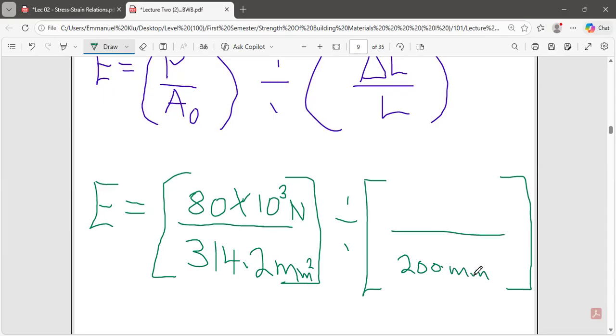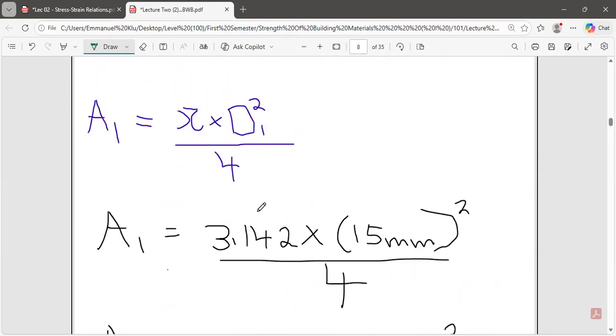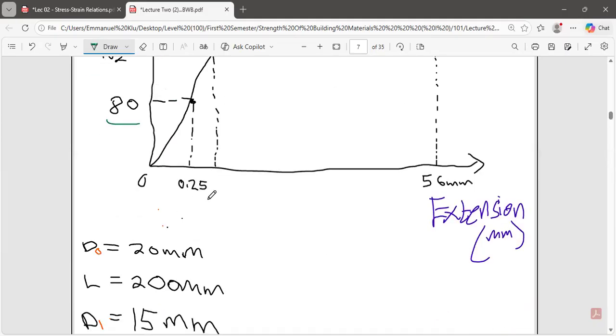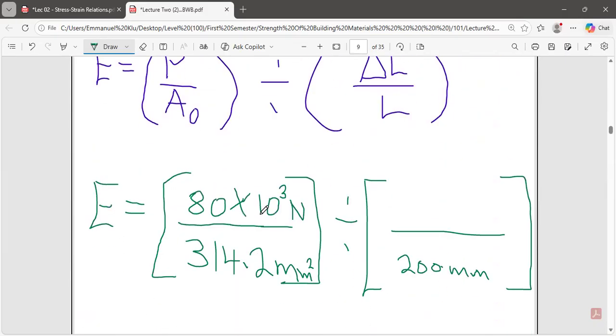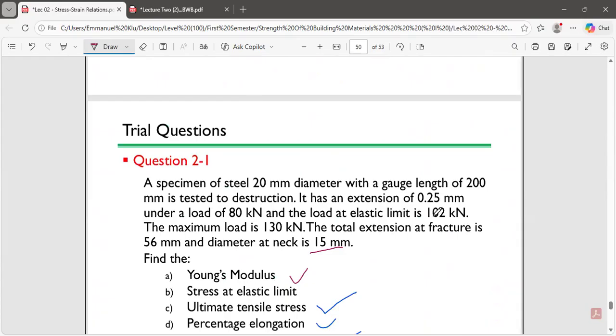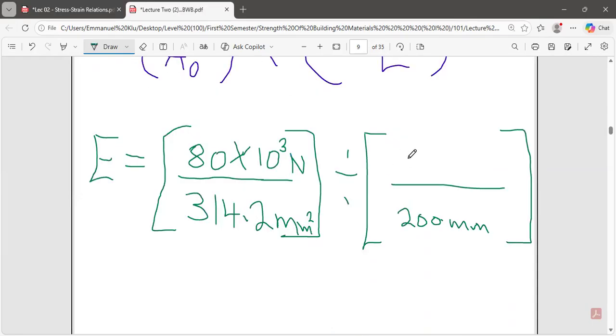The extension we are going to use is the one that corresponds with the 80 kilonewton. Look at it in the graph. That is the 0.25. Check it out over here. It was already in millimeters, so there was no need to do any conversion. It has an extension of 0.25 under a load of 80 kilonewton. So we are just going to put that over there, 0.25 millimeters. Millimeters will take care of millimeters, and life is going to be much easier.